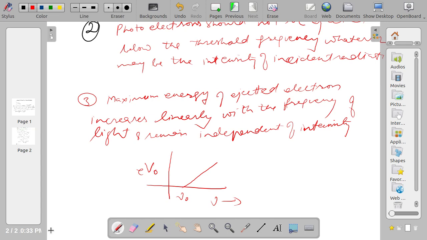These are the three observations which classical theories cannot explain. Later, Einstein tried to explain the photoelectric effect. In the next lecture I will talk about how Einstein's approach explained the photoelectric effect.